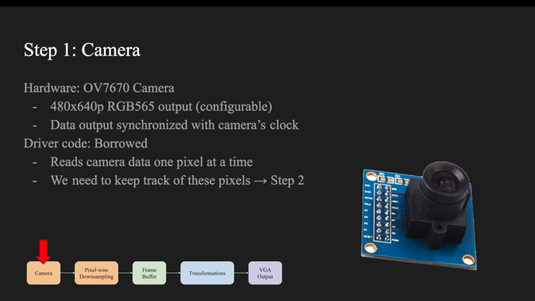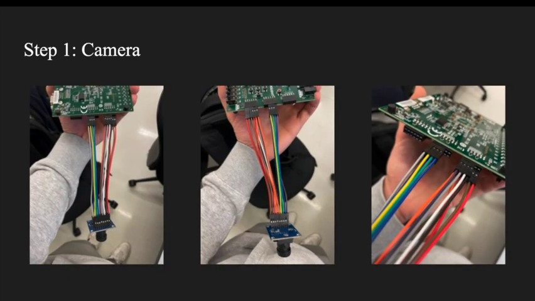So step one is the camera, for which we are using an OV7670 camera, which outputs 480 by 640 in RGB565. An important detail here is that our data output is synchronized with the camera's internal clock, not our system clock. Our driver code here is borrowed, and it reads the camera data one pixel at a time, which is also an important detail. Here is, again, some brief wiring of the camera. We are using the FPGA's JA and JB ports.